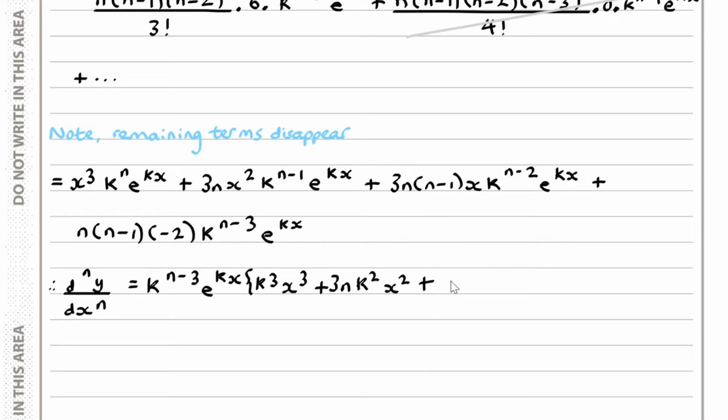And then here we have 3n lots of n minus 1 lots of kx. The reason for that is k to the power of 1 plus n minus 3 is the same as k to the power of n minus 2, and then the rest of the terms are shown here and here. And then finally we have simply n lots of n minus 1 lots of n minus 2, which is our final term. So hence we have shown the result. Okay?